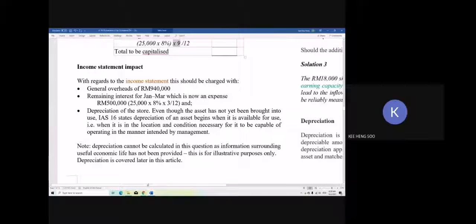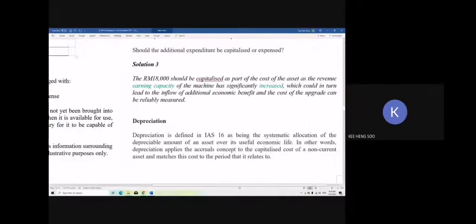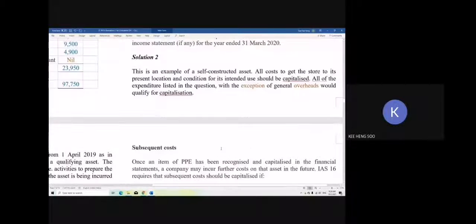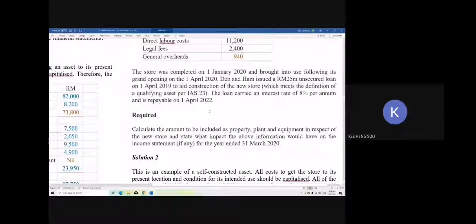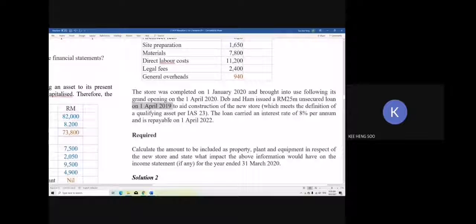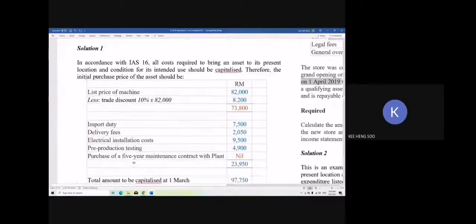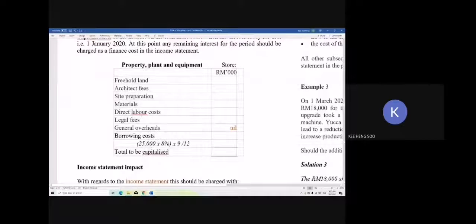This interest, why do you recognize 9 months? The loan was on 1st April. The loan from 1st April until 31st December is 9 months. Then the remaining 3 months will be expenses. Take note, this one we only take care of the 9 months. 3 months will be expenses.